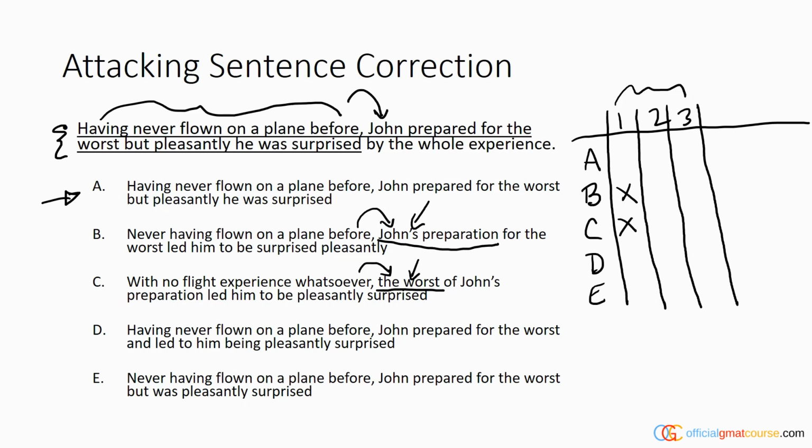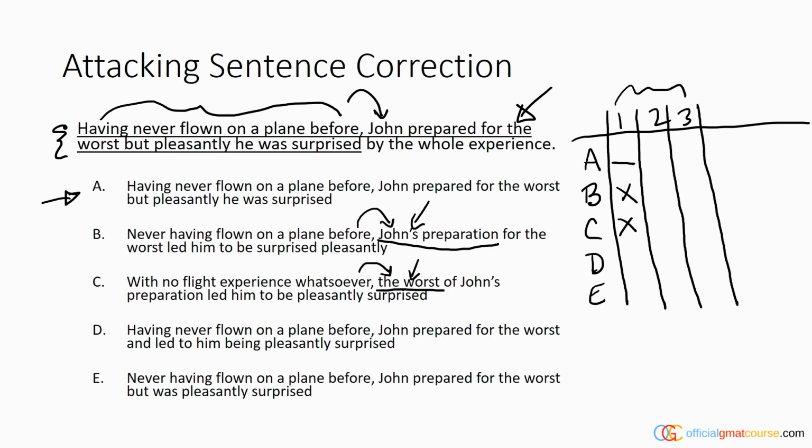Now looking back at answer choice A, having never flown on a plane before, John prepared for the worst, but pleasantly he was surprised by the whole experience. I don't hate it. Honestly, it's awkward, but when answer choice A is awkward, I want to hold it, because answer choice A will often be awkward when it's actually the right answer. Because the only way they can trick you, if they're giving you the right answer in the actual sentence stem up top that you get to read as a whole, the only way they could trick you is if they make it sound really awkward.